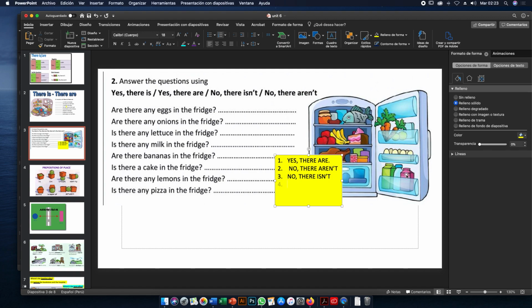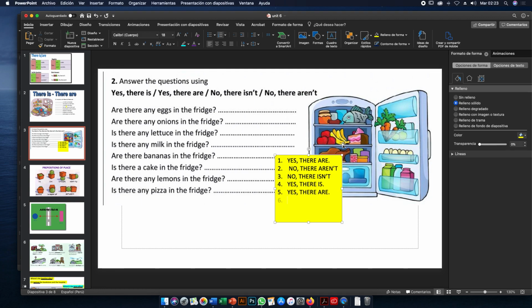Then, in number four, is there any milk in the fridge? Milk. I think this is milk. Let's suppose it's milk. So if it is milk, we say yes, there is. Question number five, are there any bananas in the fridge? Oh, I can see the bananas here. There are four bananas. So we say yes, there are, because it's plural.